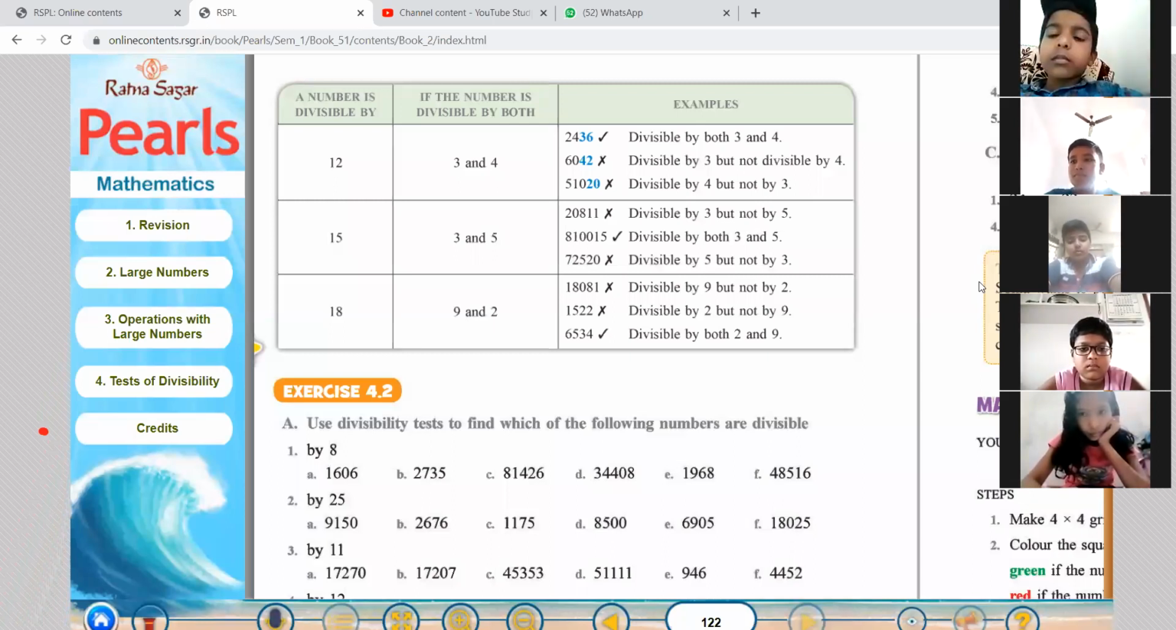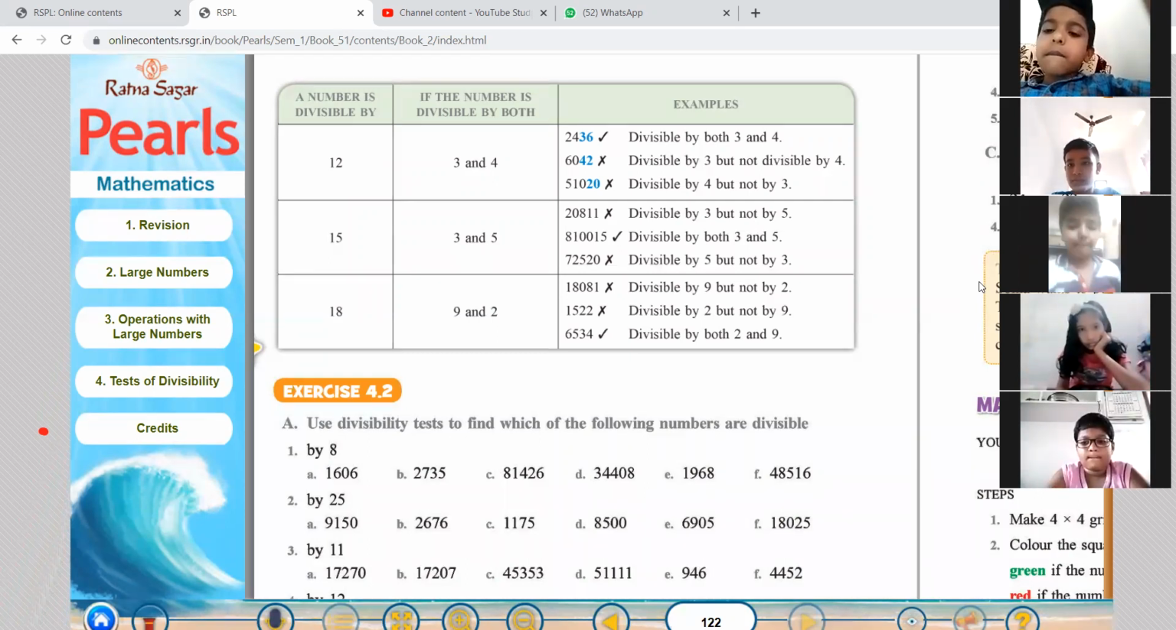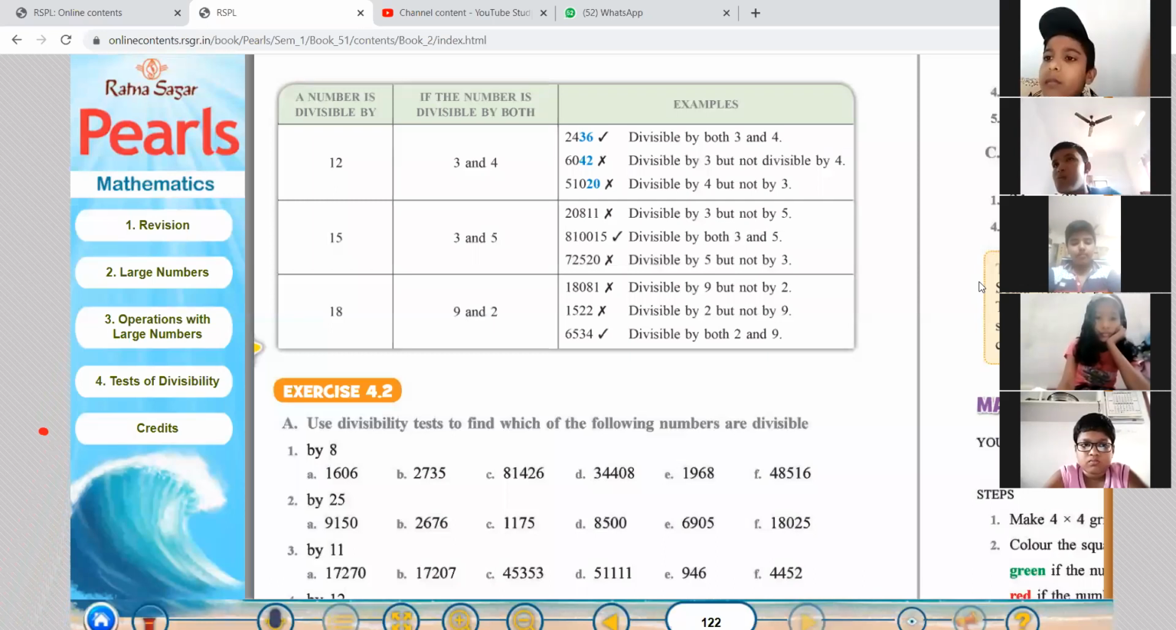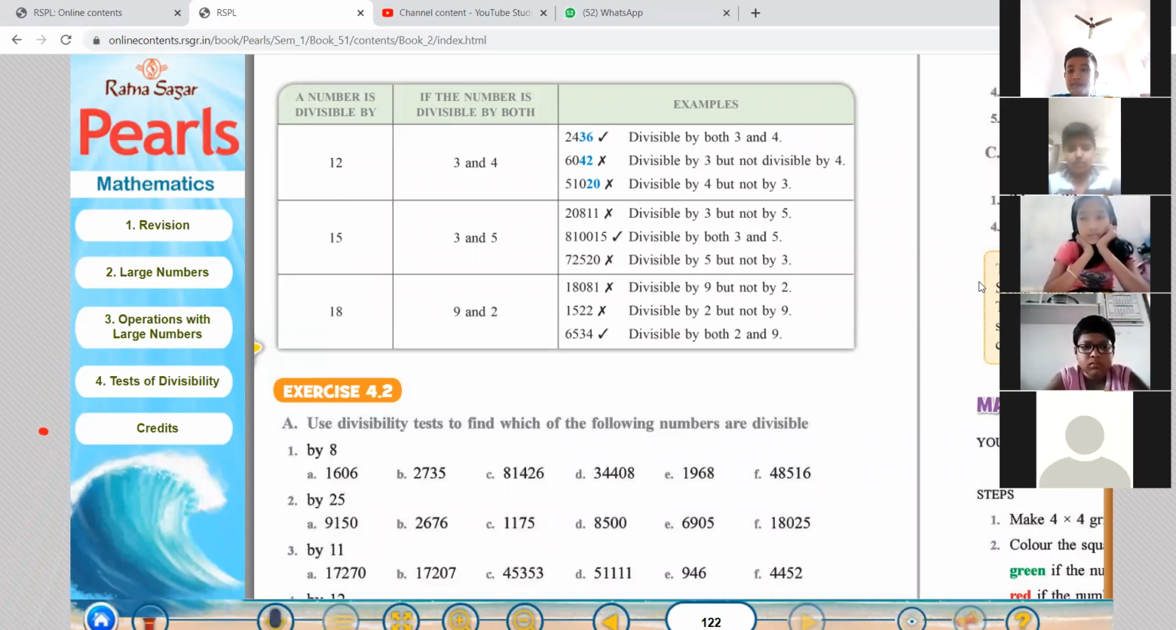And in the third case, we know that the number is divisible by 5. And we have to check whether it is divisible by 3. How will you check if the number is divisible by 3? For that, we have to find the sum of its digits. What's its sum? 7 plus 2 plus 5 plus 2. How much is it? 16.